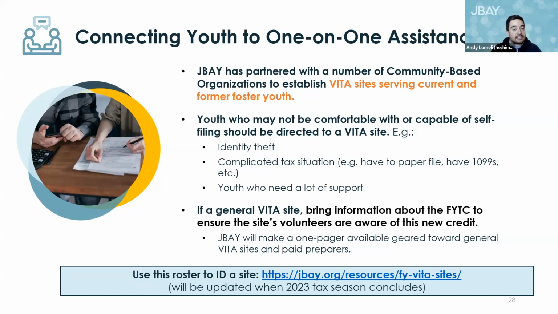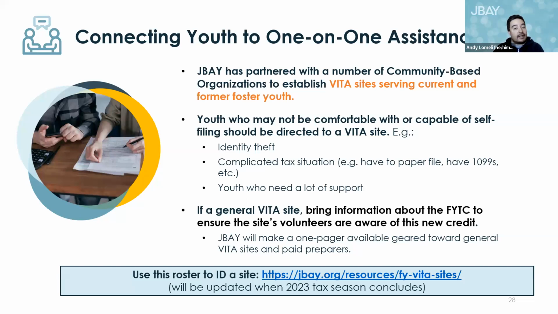Some other circumstances that may lead a youth to want to go to a VITA site specifically include if they were potentially a victim of identity theft. If they have a complicated tax situation, maybe they have to paper file. That is to say, they have to print out their returns and mail them. Maybe they have some complex tax forms. They have some 1099s.